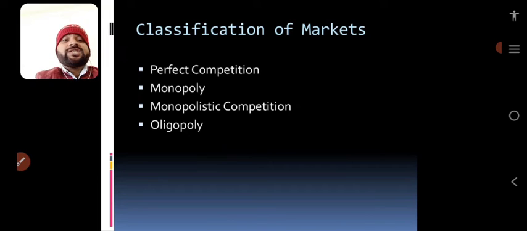That was the classification about perfect competition. Let me come to the point of monopoly. Monopoly: mono means single, where there is only a single seller. Mono means single, and poly means enterprise, meaning a single enterprise is available in the market.